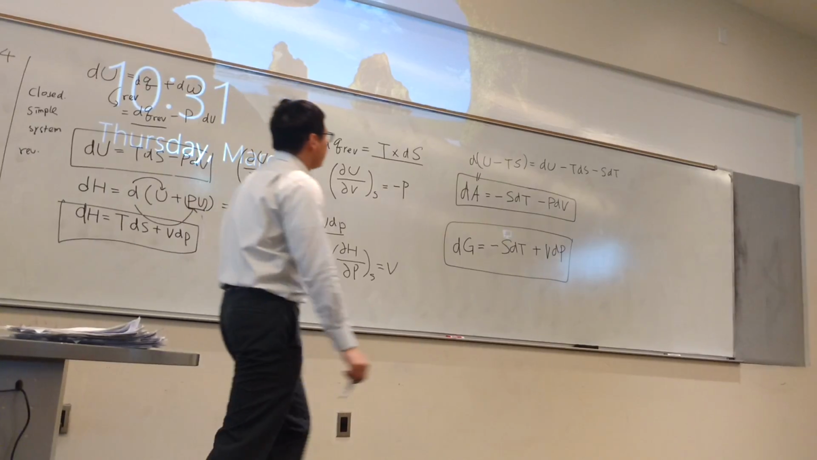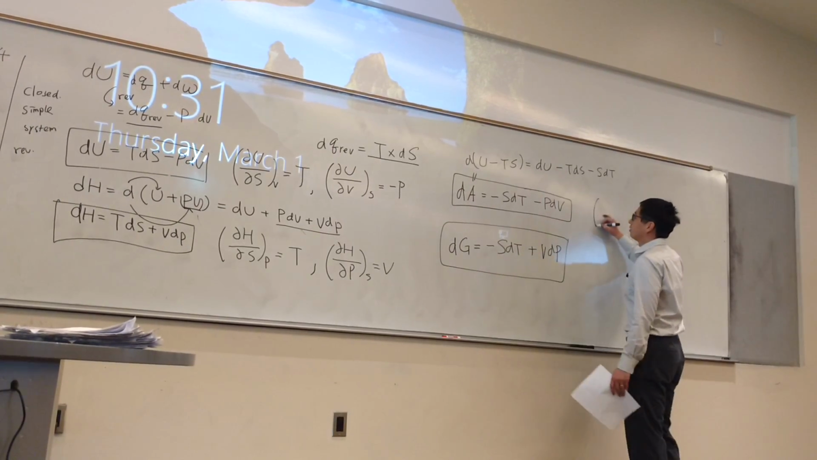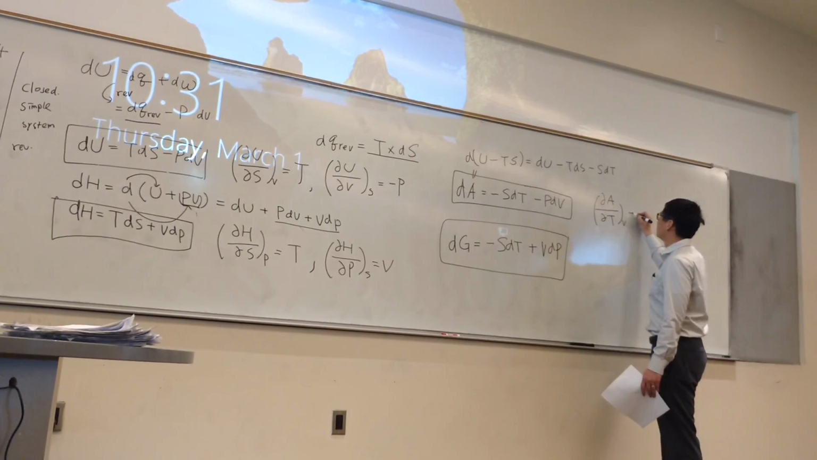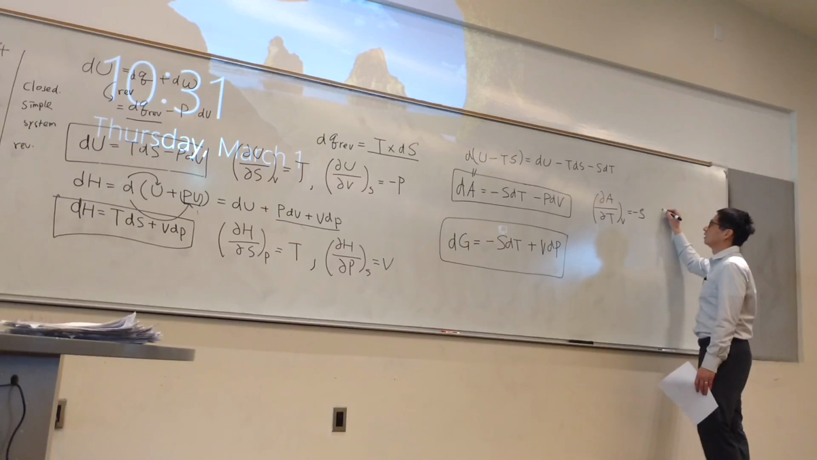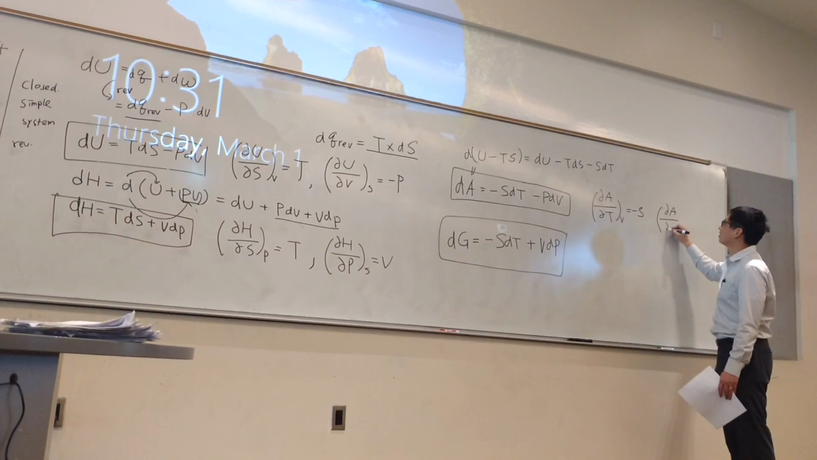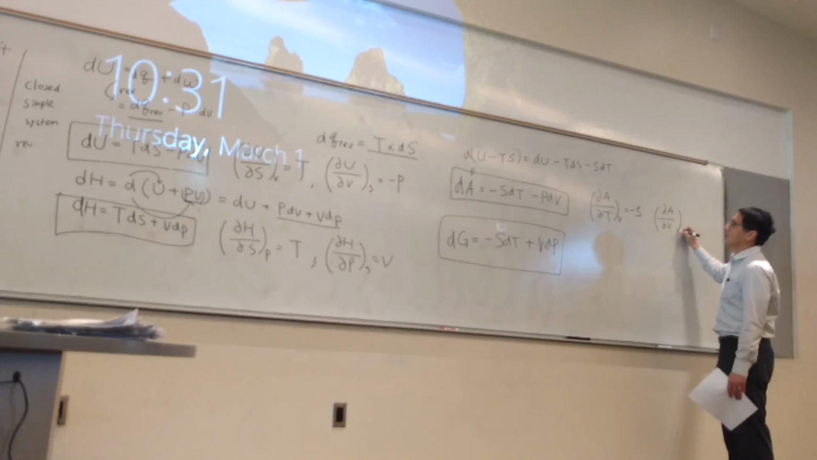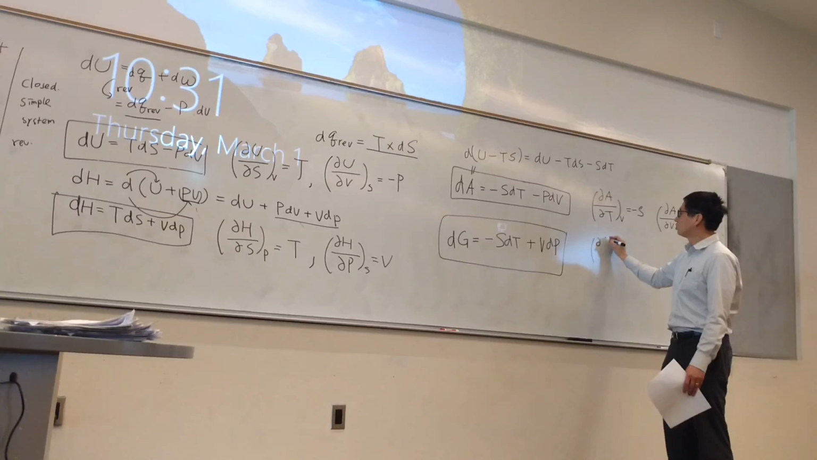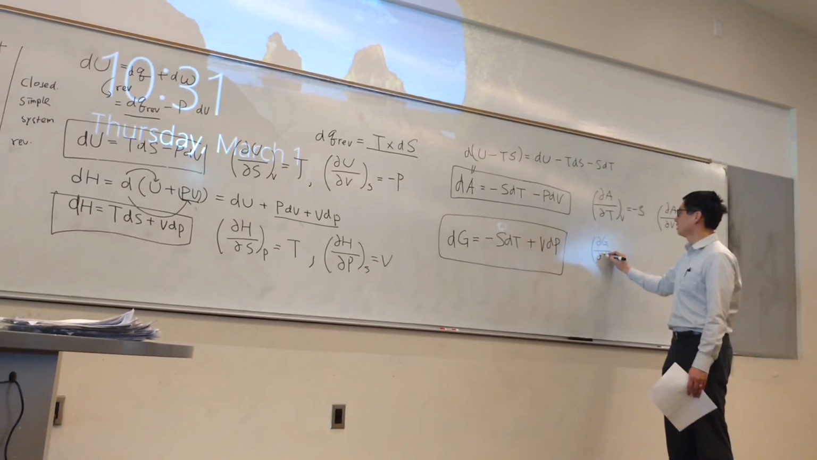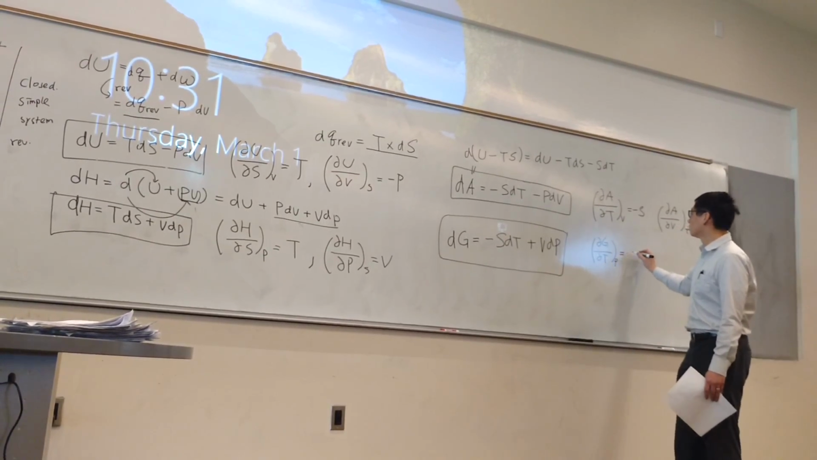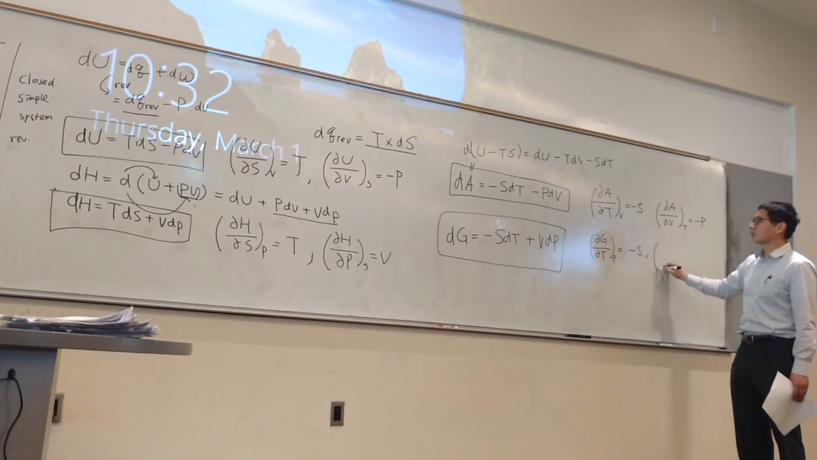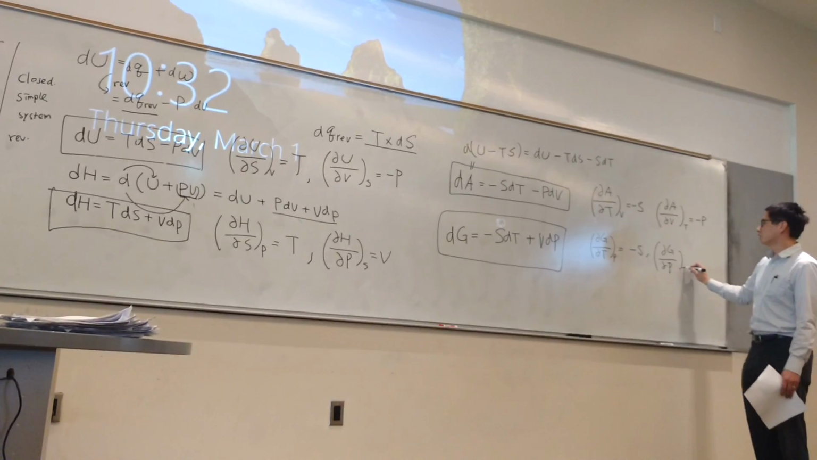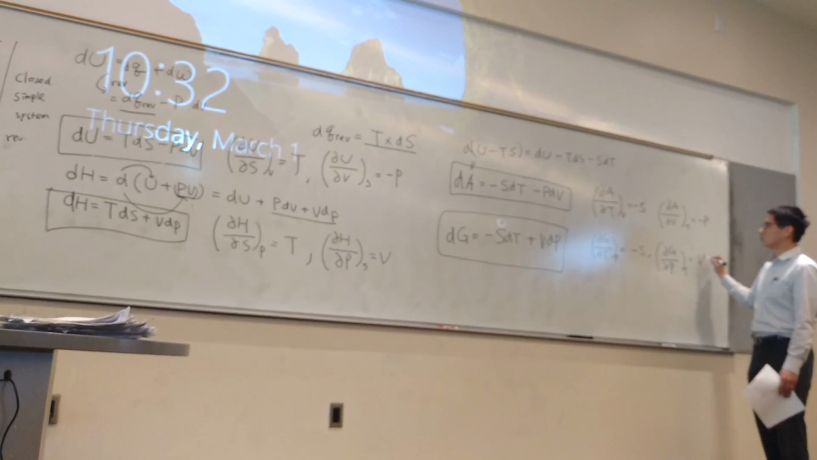So here you will see, I'll just write out: partial A, partial T at constant V is equal to negative S. Partial A, partial V at constant T is equal to negative P. Partial G, partial T at constant P is equal to negative S. Partial G, partial P at constant T is equal to V.